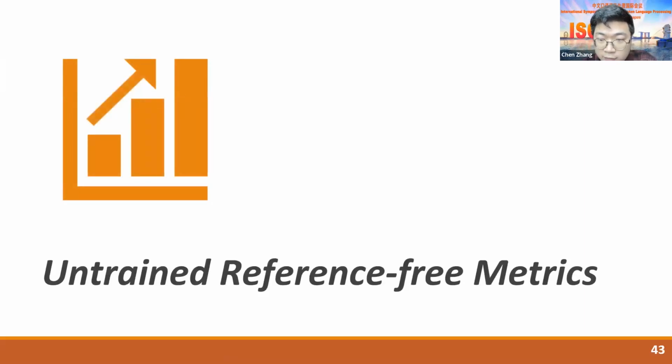We can divide the reference-free metrics into two groups. One is untrained, the other is trained. Untrained means that there is no model involved, I mean, we do not train a model to score the response. We just rely on some heuristic method to compute a score.